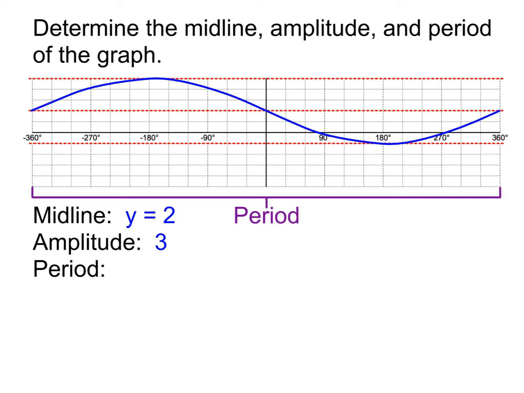So we're then saying how far is it from negative 360 to a positive 360 degrees. And so if we do 360 minus negative 360, that gives us 720 degrees. And so that's the period. It's how long it took to start repeating itself.